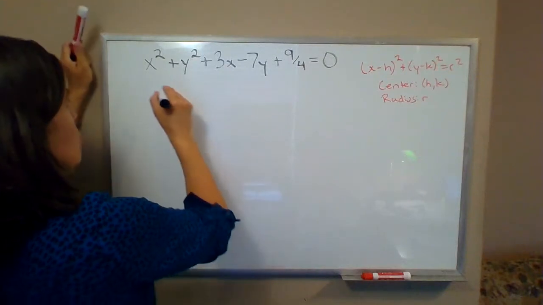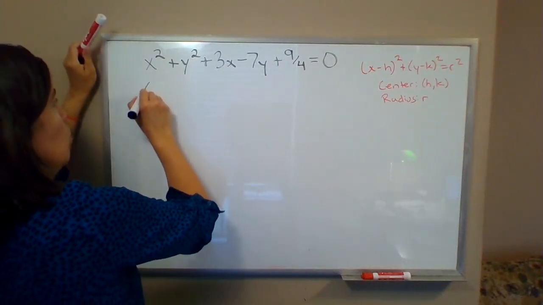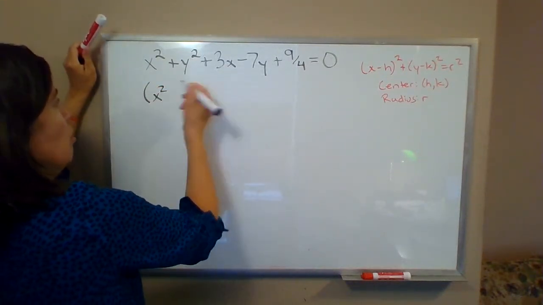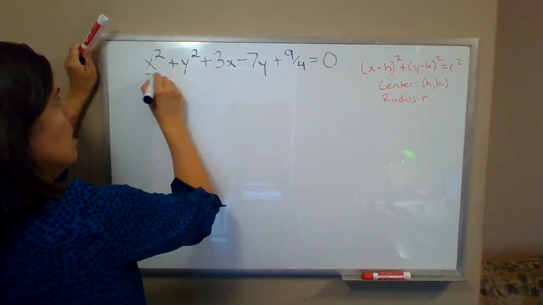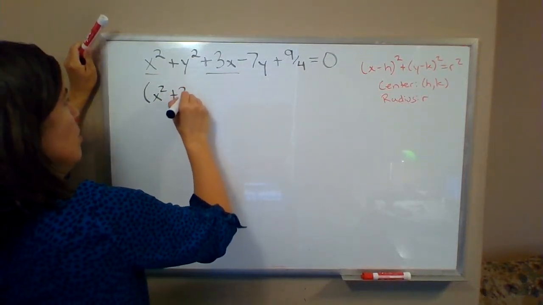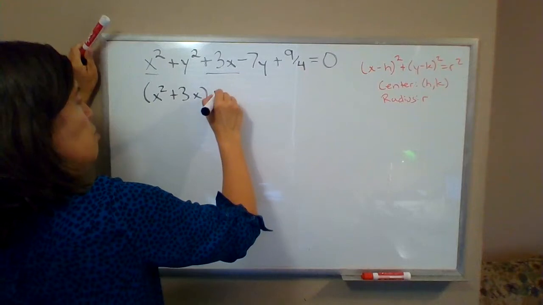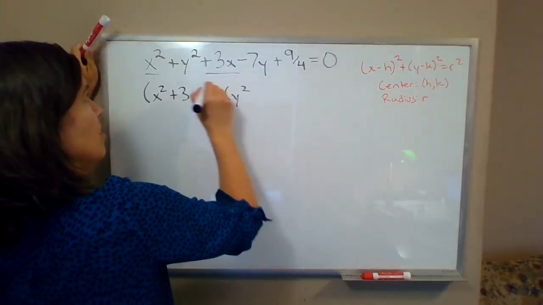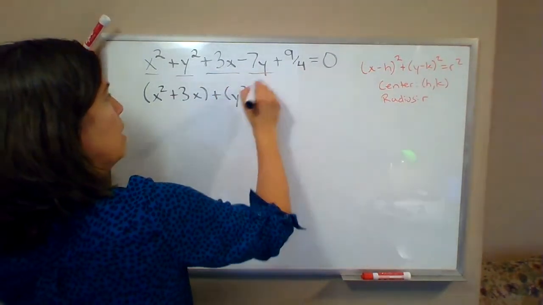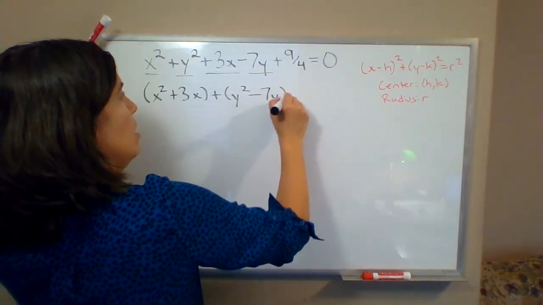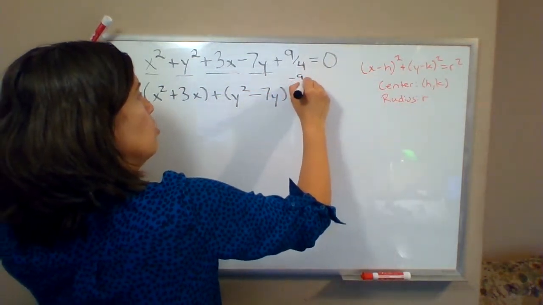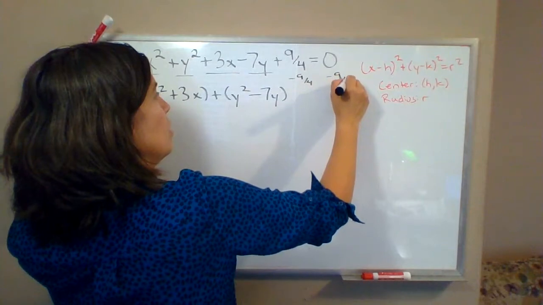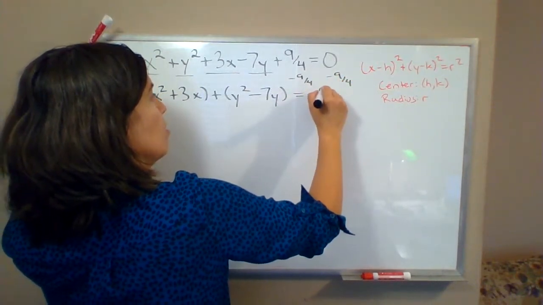So the first thing we could do is group the x terms in one parentheses. So I'm going to collect the x squared plus 3x here. Group the y terms in another parenthesis. So I'll group y squared minus 7y here. And move the constant term to the other side. So I'm subtracting 9/4 from both sides.